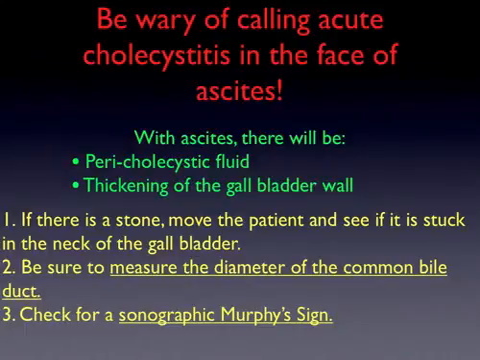Also, be sure to measure the diameter of the common bile duct, again, being careful to measure the internal and not external diameter. And then check for a sonographic Murphy sign. If the patient is tender on exam, that's called a positive Murphy sign. And if the patient is tender in the right upper quadrant, by pressing the probe right over the gallbladder, and you can see the gallbladder so you know exactly where to press, that's called a positive sonographic Murphy sign, which is quite consistent with acute cholecystitis.